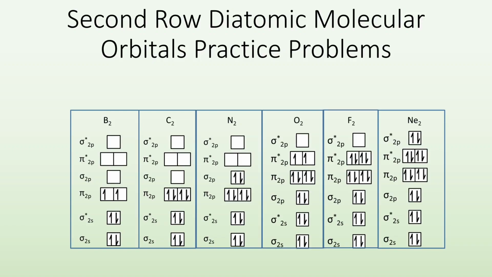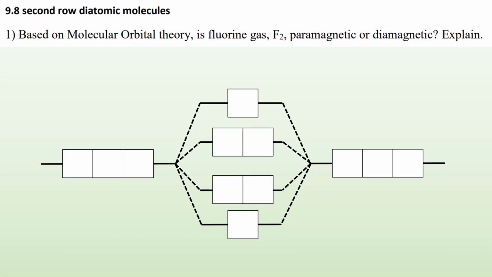Mr. Donahue here again. This time we're going to take a look at some second row diatomic molecular orbital practice problems. Quite the mouthful. Number one, based on the molecular orbital theory, is fluorine gas F2 paramagnetic or diamagnetic? Explain. So let's take a look at fluorine.